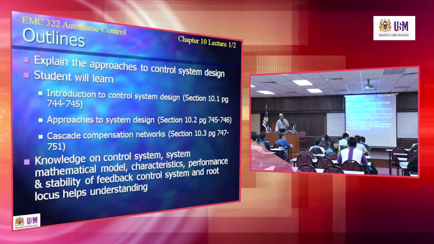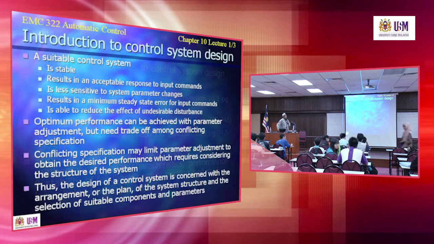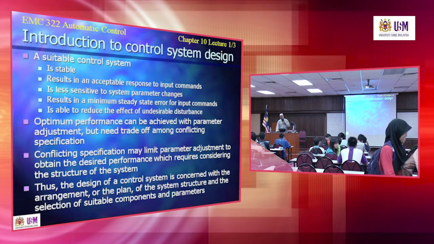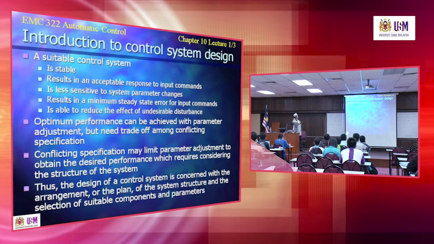Whatever you have learned in the previous chapters will help you in understanding. Although in chapter 1 we talked a little bit about the introduction to the control system, the design goal and configuration, here we will talk more on control system design. For a suitable control system, the control system should be a stable system. We have talked before in chapter 6 about stability. Especially when we introduce a closed loop control system, it may become unstable, so in order to use the closed loop control system, we need to make sure that the system is stable.